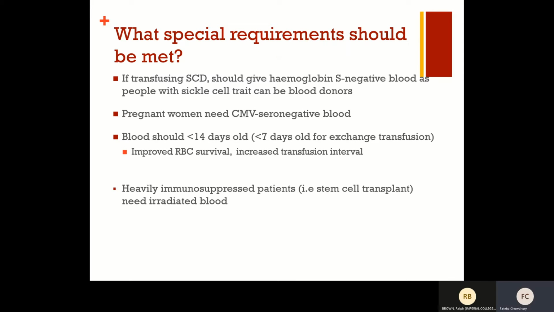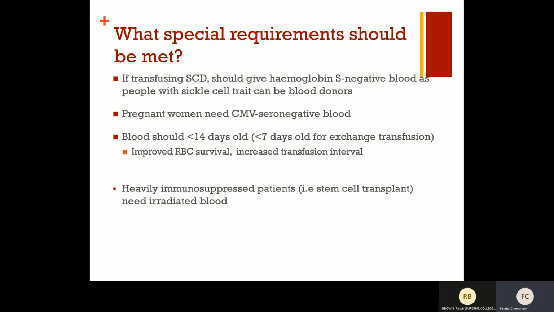There are some special requirements that should be met for sickle cell patients, so they should always be given hemoglobin S negative blood, as we do have people who are sickle cell trait who can donate. It's also important that if we've got a patient with a hemoglobinopathy, when they're pregnant, that if they do need transfusion, they are given CMV negative blood. And also, if we do intrauterine transfusions, this has to be CMV negative. And any neonate who has had an intrauterine transfusion will need CMV negative product.